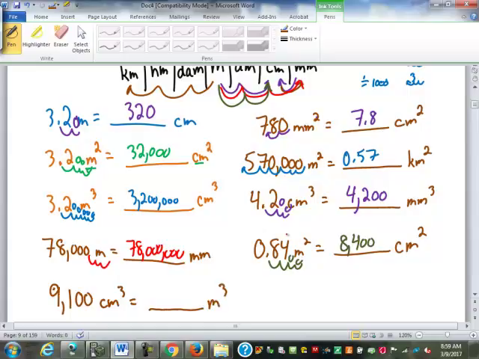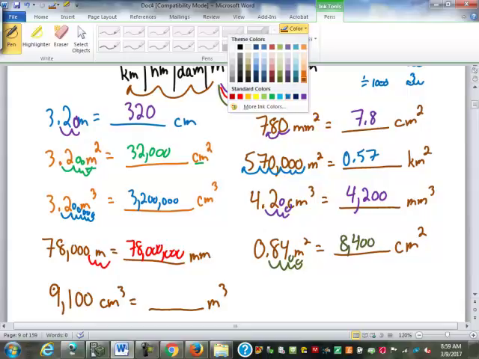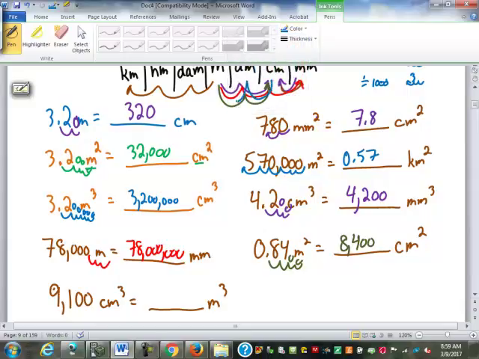9,100 cubic centimeters to cubic meters. Centimeters to meters is 2 spots to the left on the chart. Are we going to move 2? No, we're not going to move 2. It's 2 spots on the chart, but it's cubed, which means we have to do what to the 2? Times 3, so it's going to be 6 spots. 4, 5, 6. We've got to put those zeros in there. So it's 0.0091.